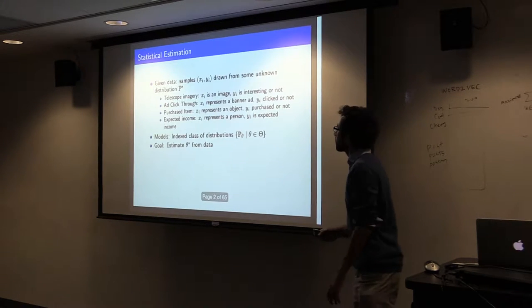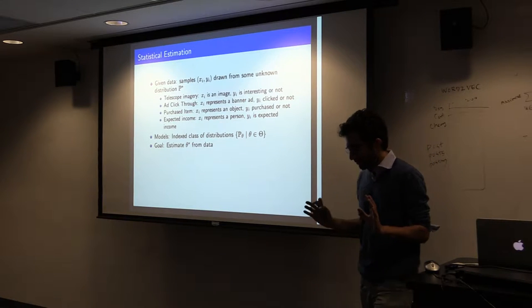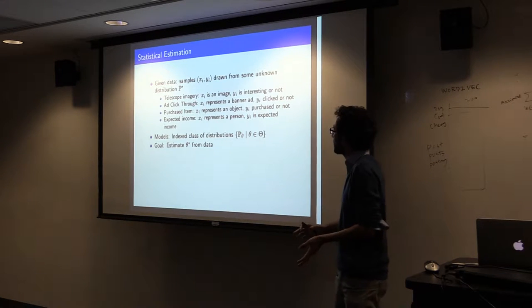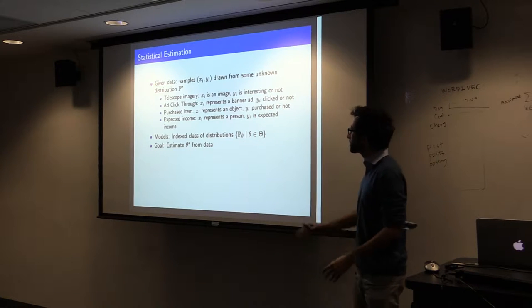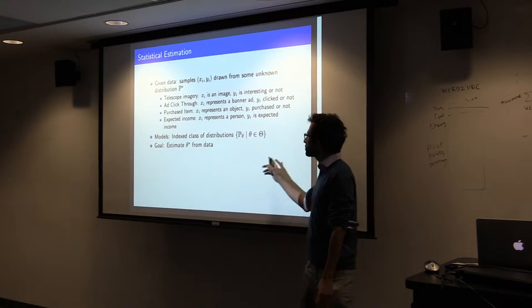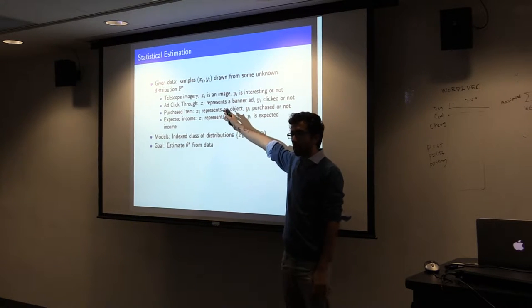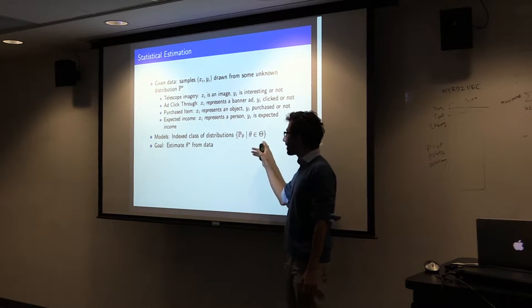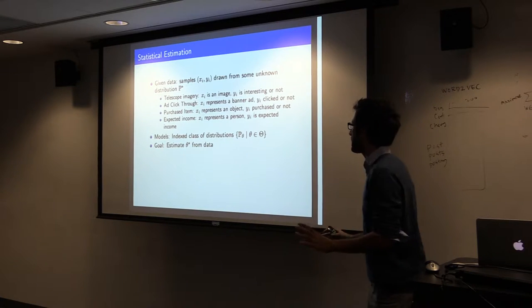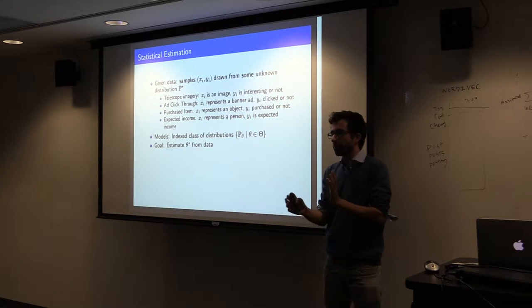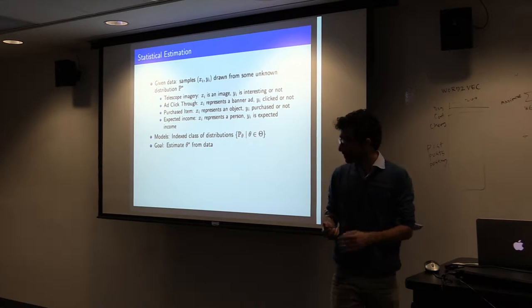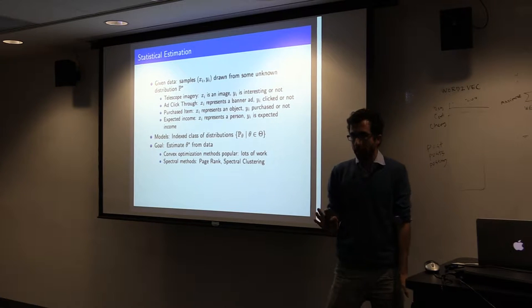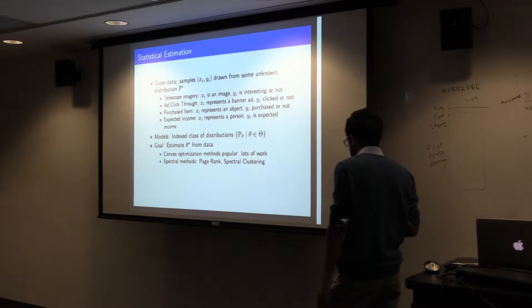Okay. So primarily, what do we want to talk about? First is statistical estimation. In typical statistical estimation problems, we have some given data, like some features x_i and some examples y_i, drawn from some unknown distribution. We'll assume some underlying model that's driving this data, and the model is indexed by some parameter theta that comes from some parameter set big Theta. Our goal is to estimate theta star from this data. Complex optimization methods are very popular, and spectral methods are very popular for different classes of problems, like PageRank and spectral clustering.